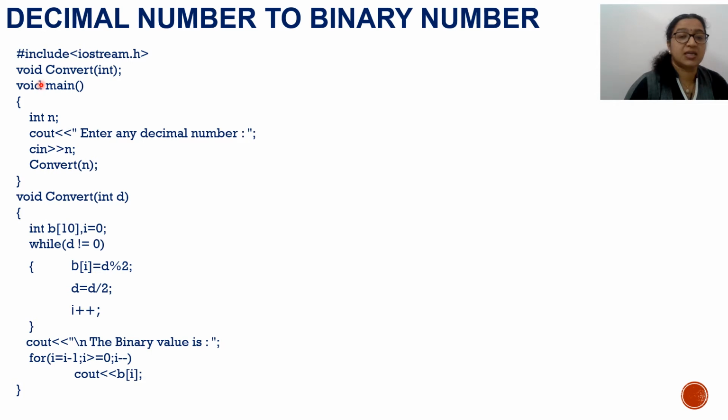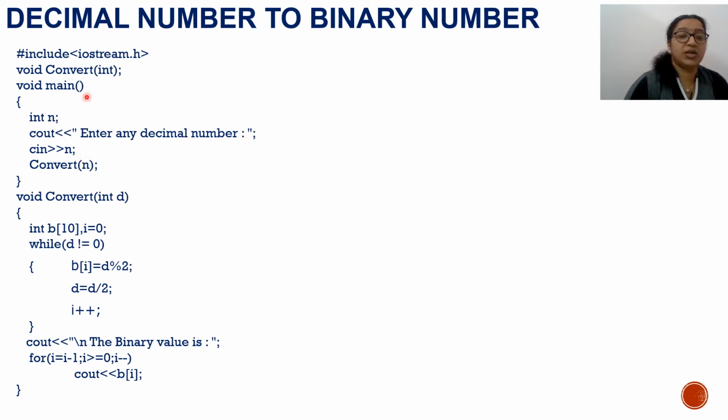No return with argument. Okay, here one semicolon is there. This shows the prototype is ending, the statement is ending. Now the program begins with void main, then int n. This is the variable we are using for the decimal number. Then we are giving the prompt to the user, enter any decimal number. This is the prompt. Then cin n means the user will input a value there in n.